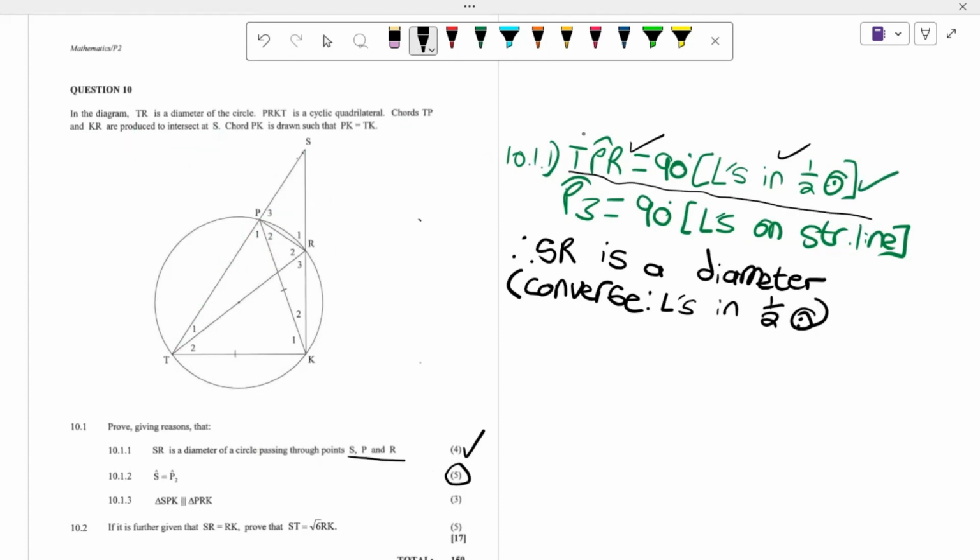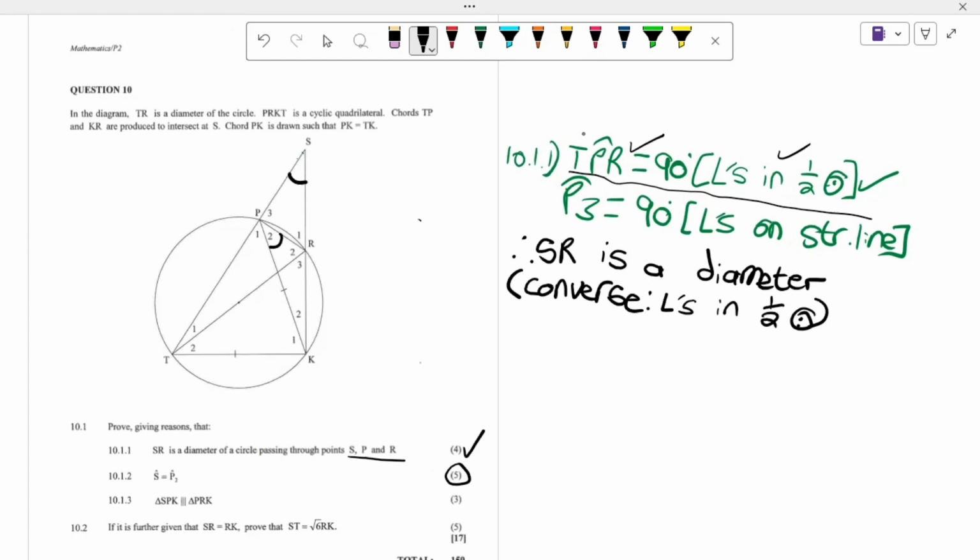Prove that angle S is equal to angle P2. Here's P2. How can we connect these guys?